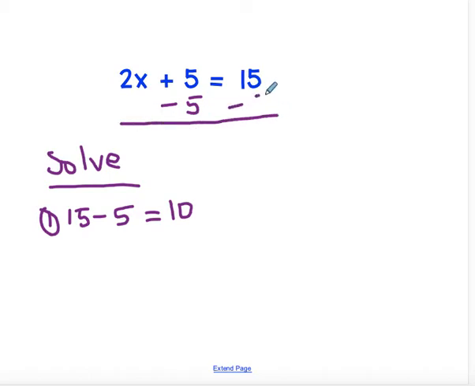And we're going to subtract 5 from this side. So we're not subtracting 5 twice, because this plus minus, they're going to cancel each other out. Think about a number line: we're at positive 5, we go down 5, that'll get us to 0. So these just cross out, and we're left with 2x equals 15 minus 5, which is 10.